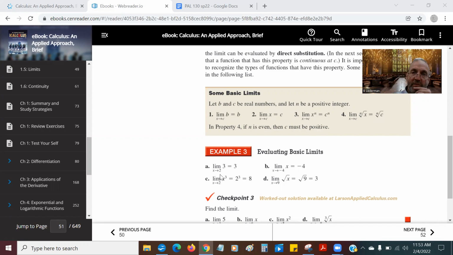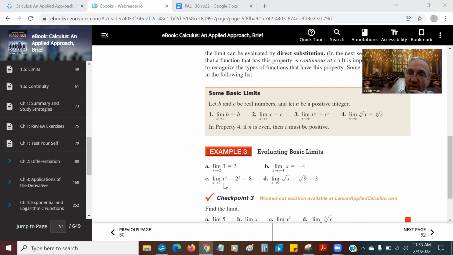The limit as x approaches 2 of 3 is just 3, because 3 never changes. That's why it's called a constant, never changes. So 3 is equal to 3, and it doesn't matter what x is approaching. The value of the function is always going to be 3. The limit as x approaches -4 of x. Well, if x approaches -4, I can just take the -4, stick it into the x, and I just get -4. Here I take 9, stick it into the x, and I just get square root of 9, which is 3.